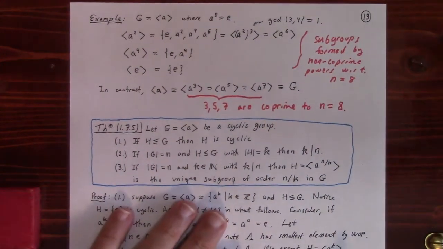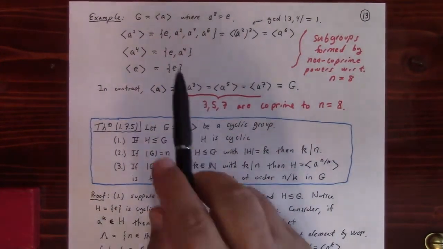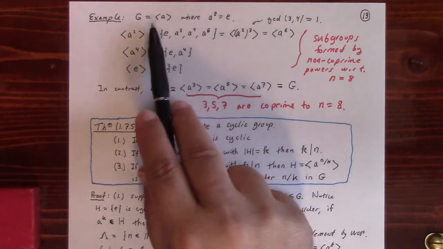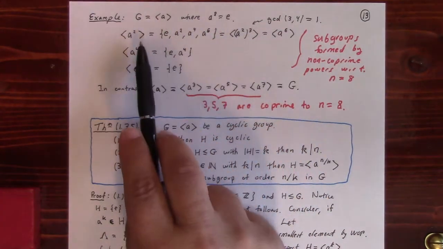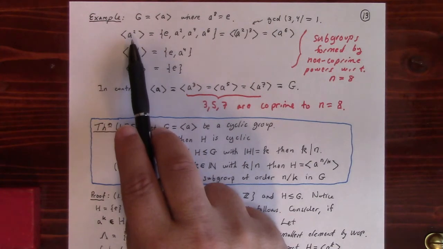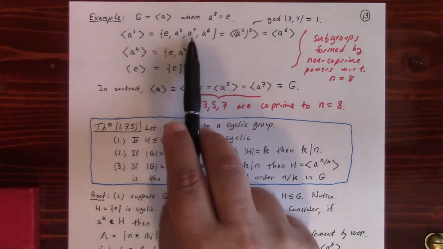Another example here. If the order of G is 8, then we could use, let's see here, well, a squared, I mean, we could try it, right? It gives us e, a squared, a to the 4th, a to the 6th.